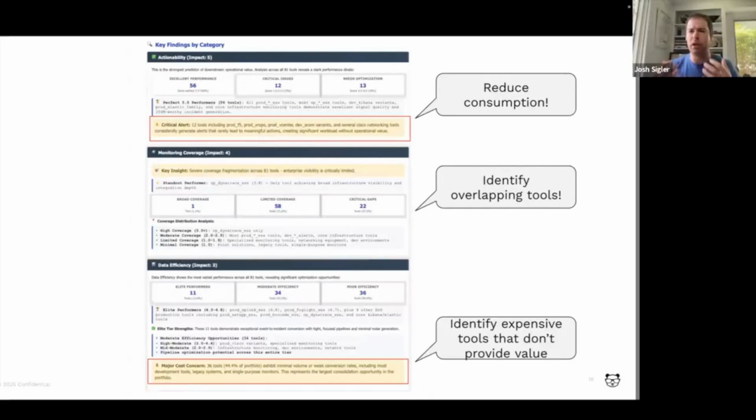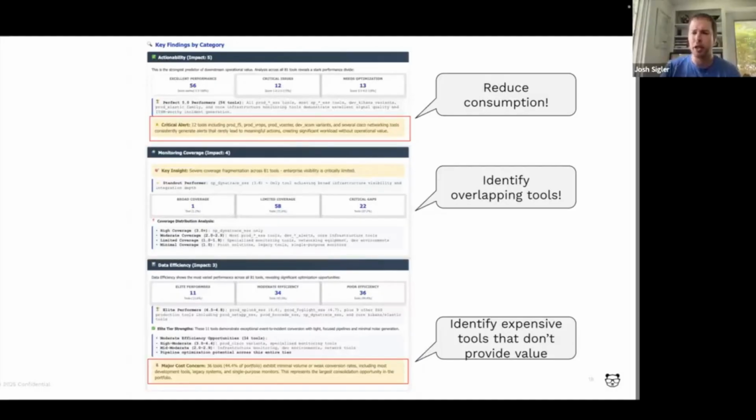One is we look at some of the key categories that were used in the report. In this case, we're looking at actionability. How do we make our incidents more actionable? The actual outcome here being, how can we start to reduce some consumption costs for things that just aren't actionable to the organization?